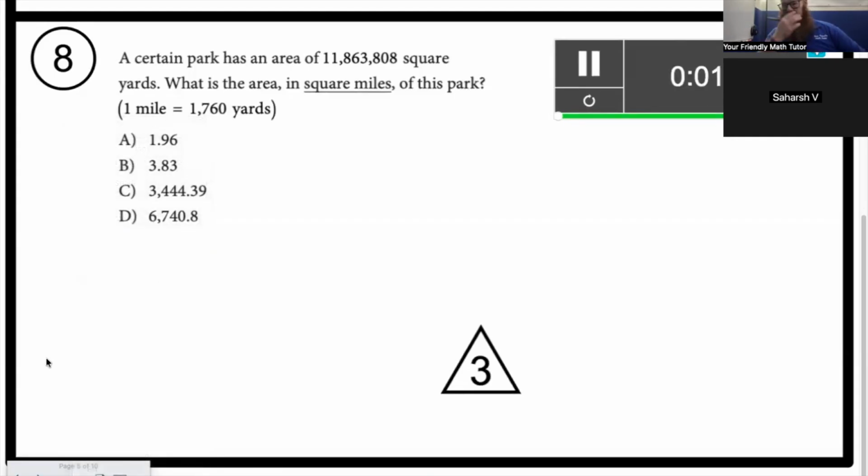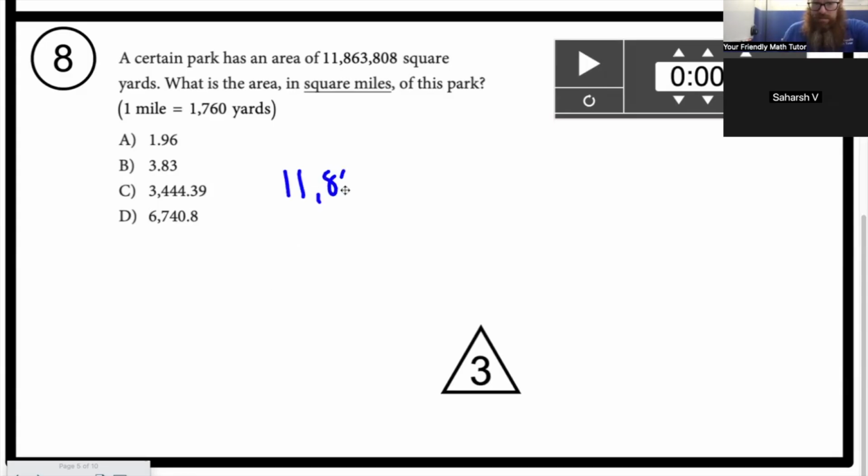And then we'll move on to the last topic of the night. Okay. All right. So this one we just start with 11,863,808. Again, it's square yards.